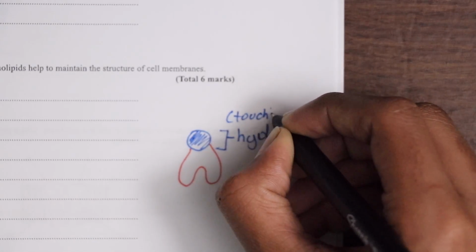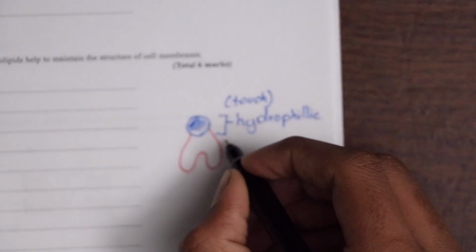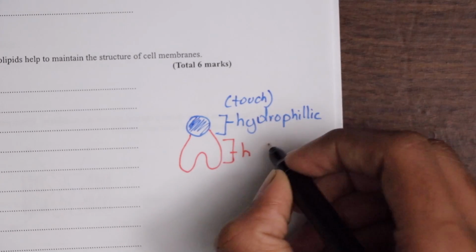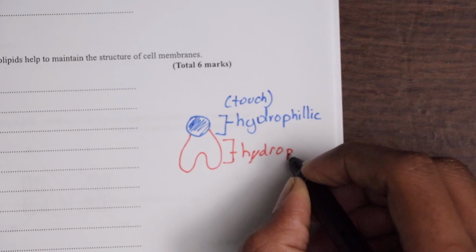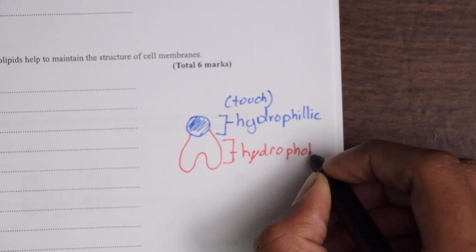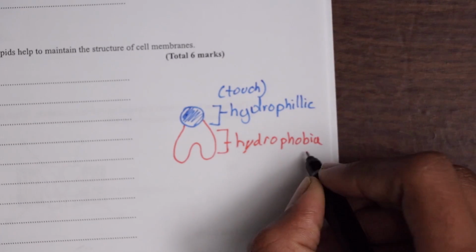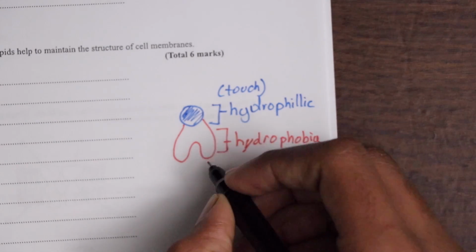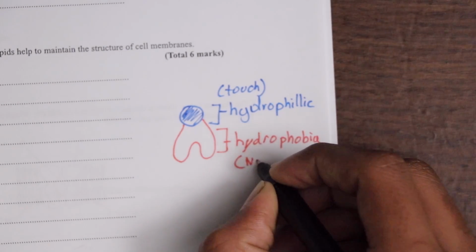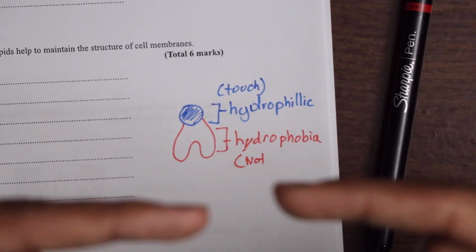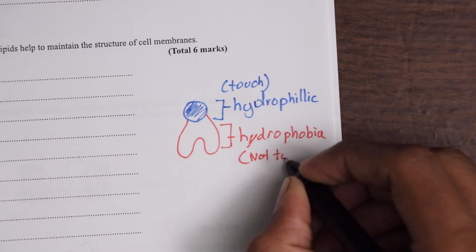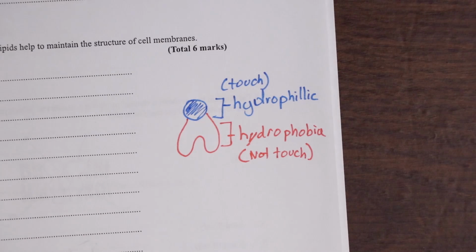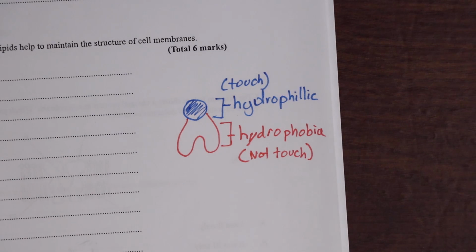Now, the opposite is true for the red part, the tail. That's hydrophobic. Now, you've heard of something like arachnophobia, the fear of. Same thing here, being scared of water. It just, again, it does not want to touch water. It's just like, nah. So, not touch. That's basically all you have to remember. Hydrophilic wants to touch water, and hydrophobic does not.